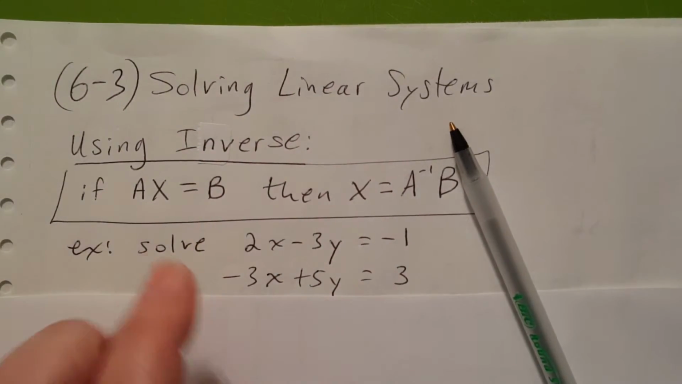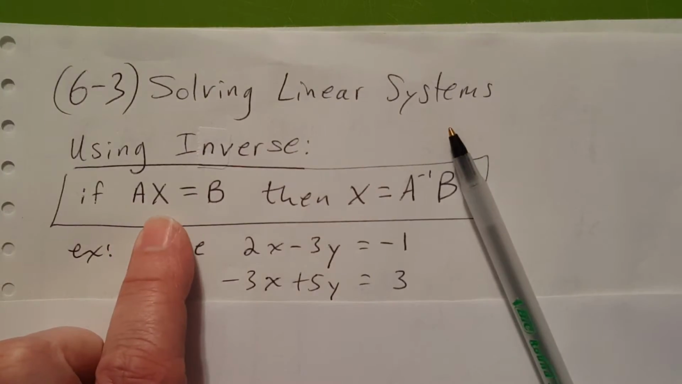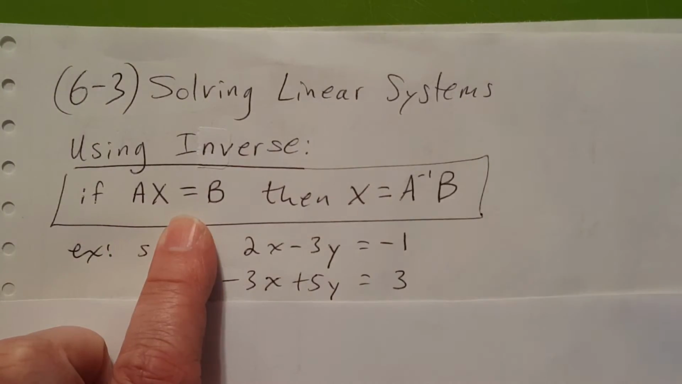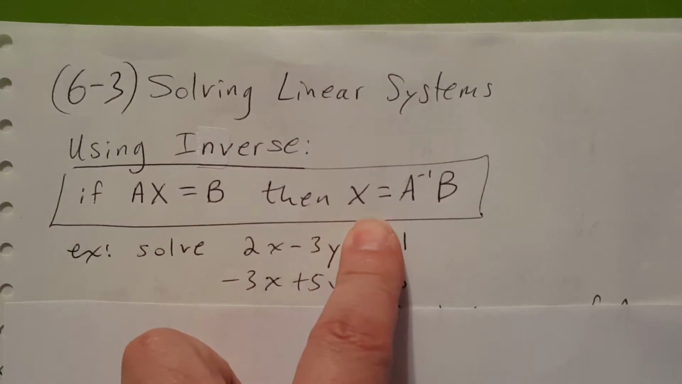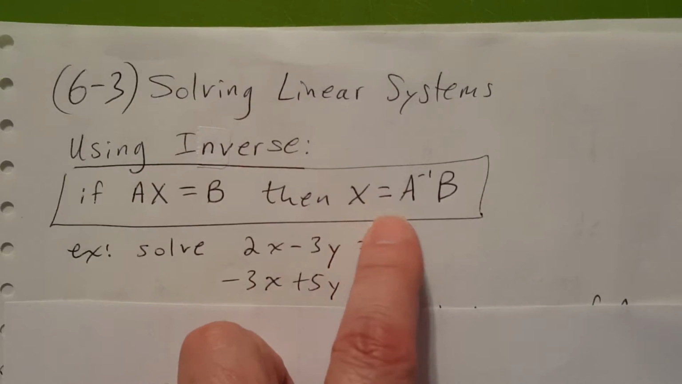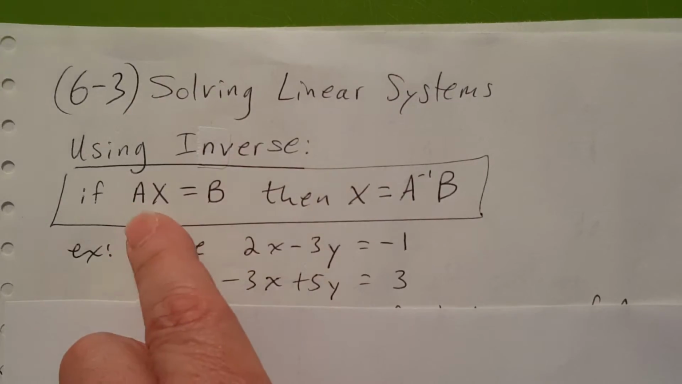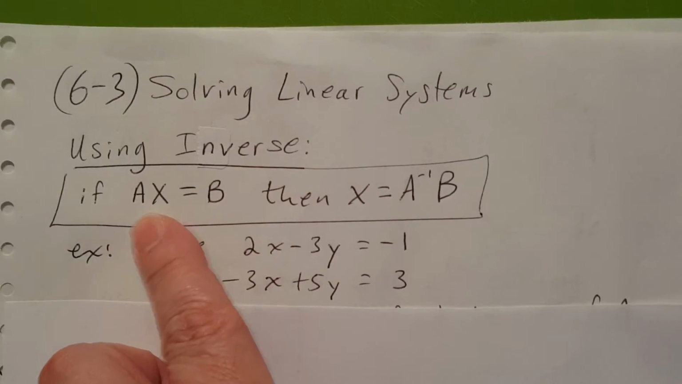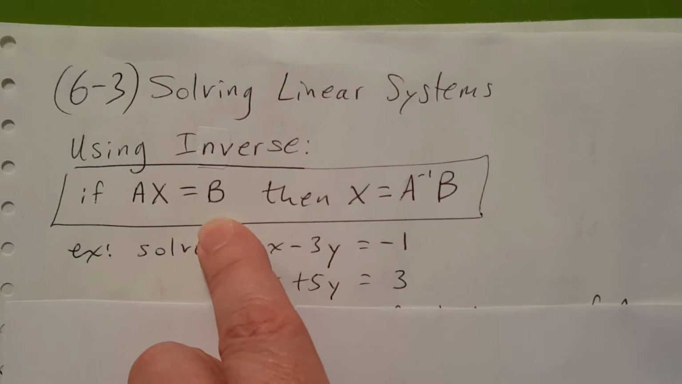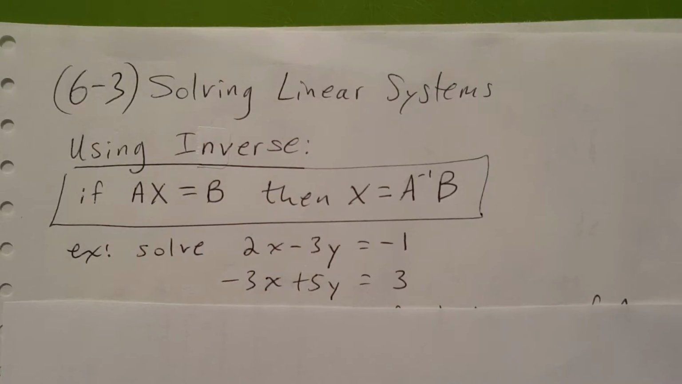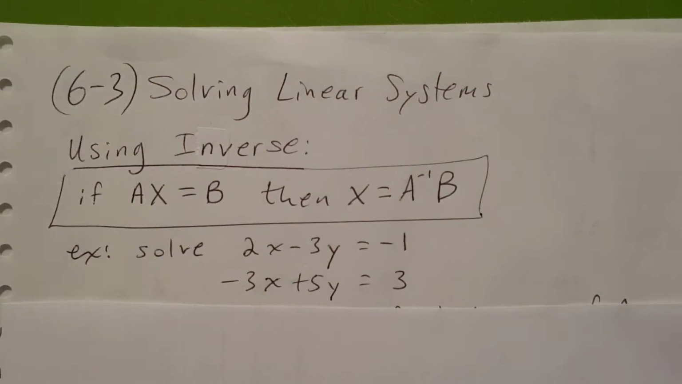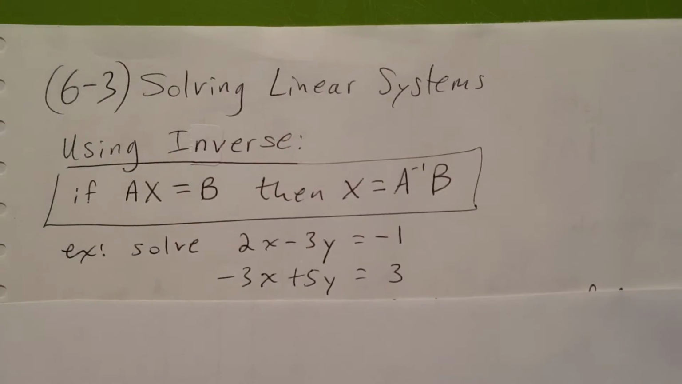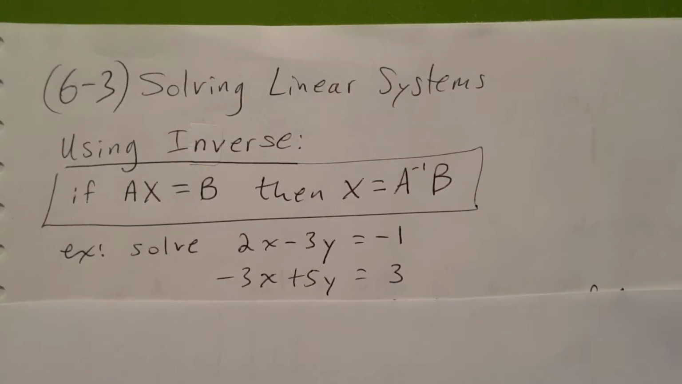Okay, so you have a matrix times the variable equals another matrix. Then what we're saying is the variable is equal to the inverse of the original matrix times B, the given matrix. It doesn't make sense right away, but when we use it, you'll see what we're talking about. Just keep in mind that you will need to know how to find the inverse of a matrix. Okay? So here's an example.